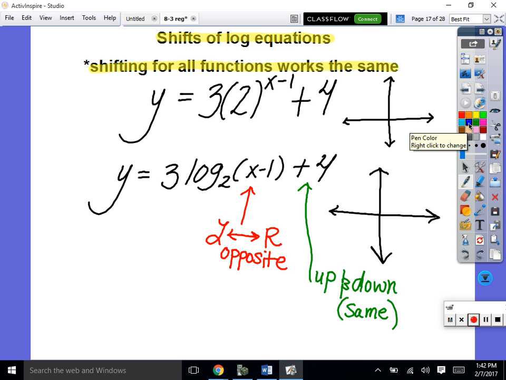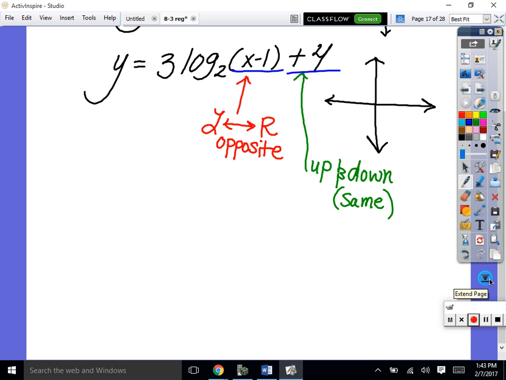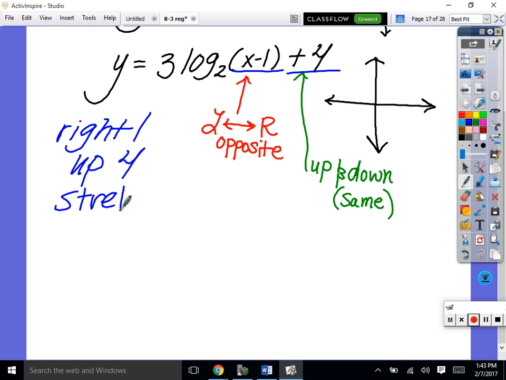Okay, so now we're going to be shifting log equations. So basically, just ignore this. We're going to get right into the logs. Shifting for all functions works the same. Grouped in with x is your shift left and right, and you go opposite. Out on the outside is your shift up and down, and the sign stays the same. So just look at this example with me. If I said to you, describe in words the shift from the parent function, you would say, what? Right 1, up 4, stretch of 3. Now the stretch of 3 just means it gets larger quicker and smaller quicker.